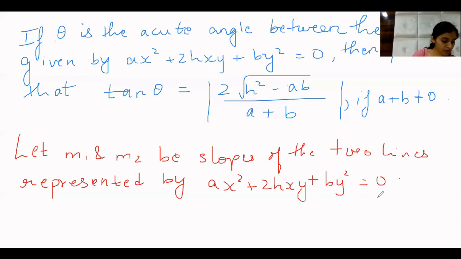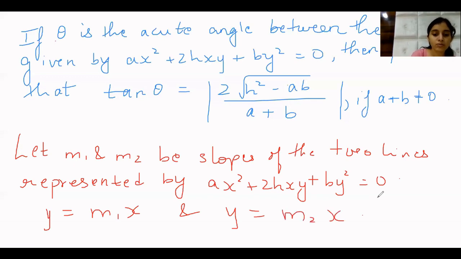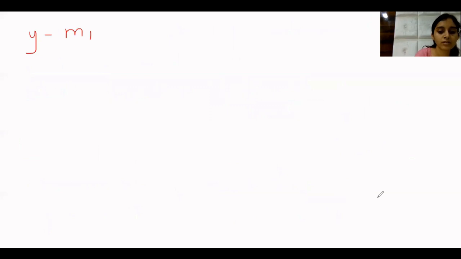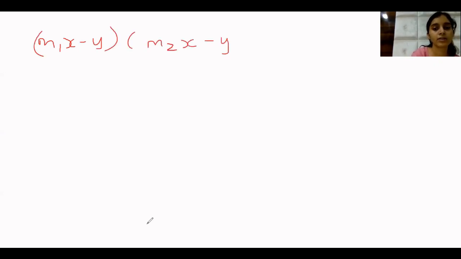If m1 and m2 are their slopes, then what are the two equations of the lines? We can write separate equations: y is equal to m1x, and y is equal to m2x. Then we'll find out the combined equation based on m1 and m2. So we can write that as m1x minus y and m2x minus y equal to 0.